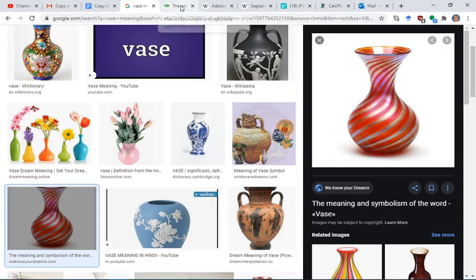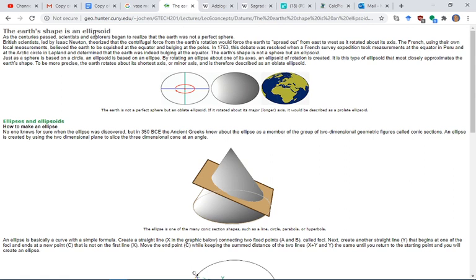Next up, we talk about the ellipsoid. A big example of an ellipsoid would be Earth itself. Here's a picture of it. It's an exaggerated picture.